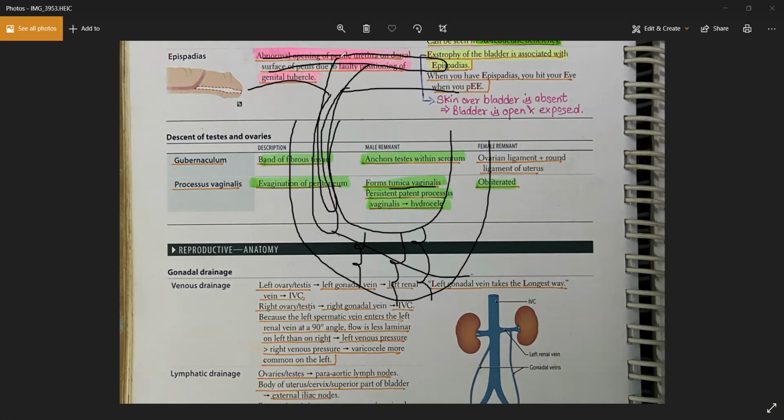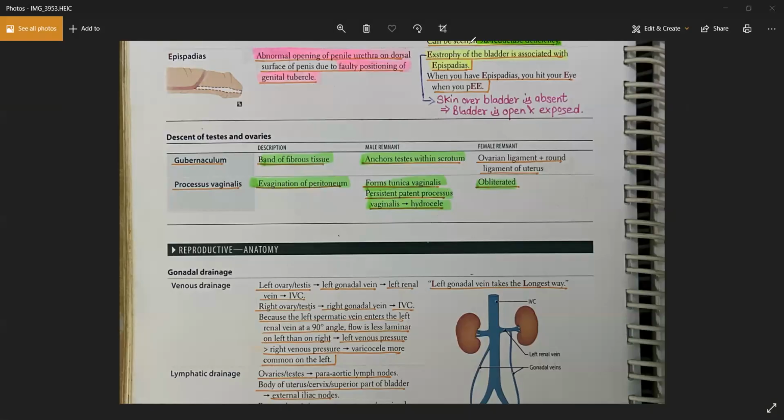If not an inguinal hernia, then this layer can be filled with fluid and you can end up having a hydrocele also. So two things with similar pathologies: one is the inguinal hernia and second is the hydrocele. They both have a similar pathology where you have incomplete obliteration of the processus vaginalis. Okay. So that's about the descent of the testis. Any doubt, please ask.